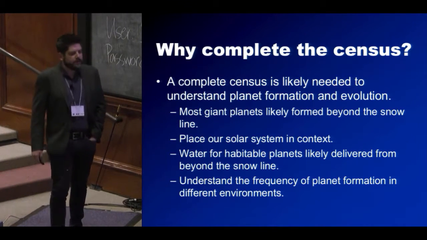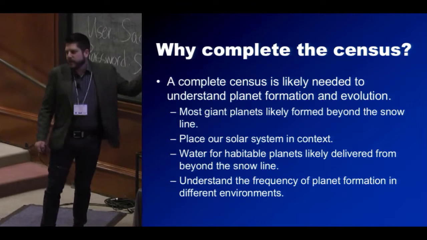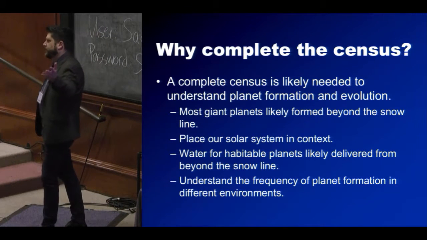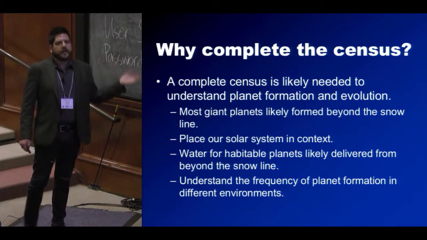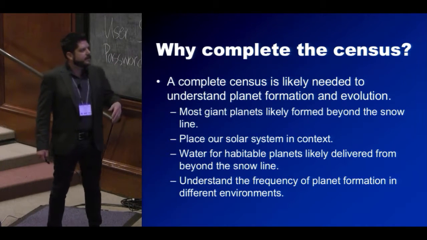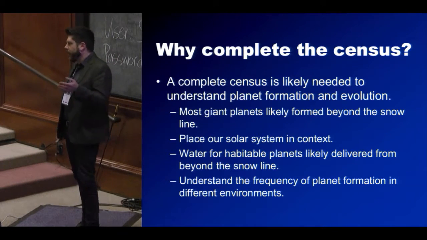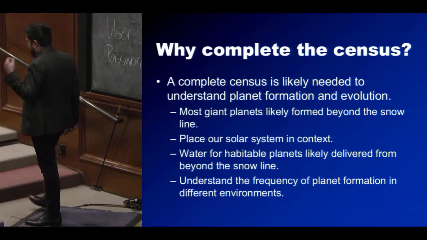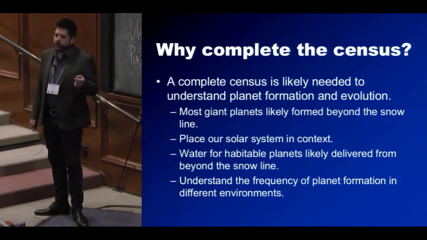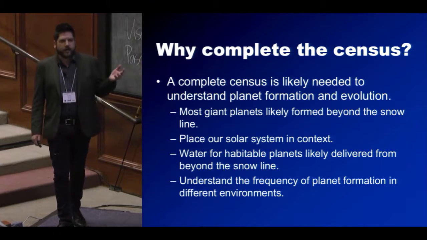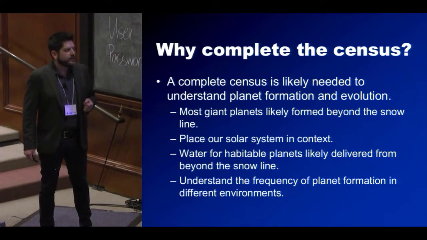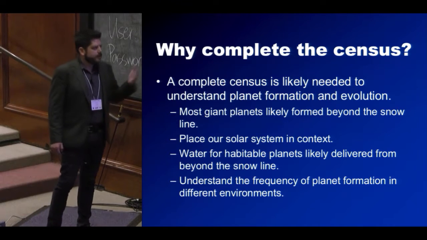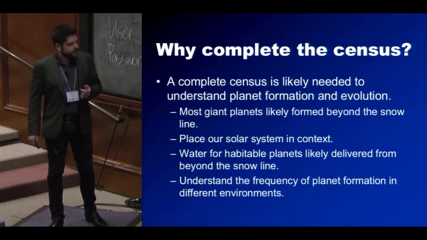Well, I can give you a lot of theoretical reasons. We still think that most giant planets form beyond the snow line, so it might be nice to know what's out there. We'd like to place our solar system in context. There's this weird paradox that the planets that you form in the habitable zone are likely to be formed out of materials that have no water. So that means that the water, to make them habitable, has to be delivered from beyond the snow line. So we'd like to know what's out there.